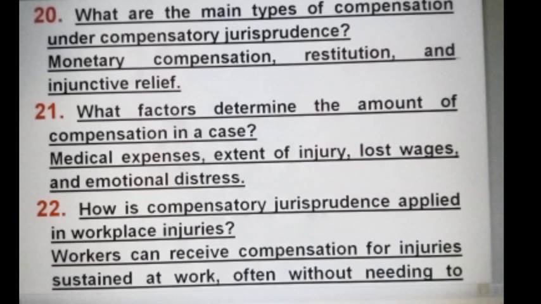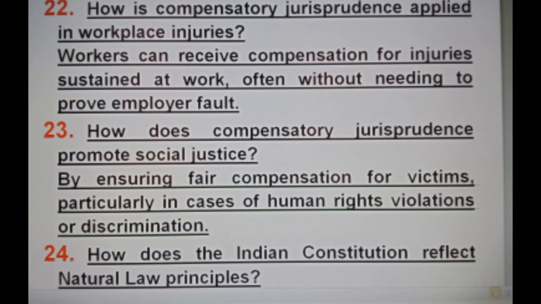What factors determine the amount of compensation in a case? Medical expenses, extent of injury, lost wages, and emotional distress. How is compensatory jurisprudence applied in workplace injuries? Workers can receive compensation for injuries sustained at work, often without needing to prove employer fault. How does compensatory jurisprudence promote social justice? By ensuring fair compensation for victims, particularly in cases of human rights violations or discrimination.